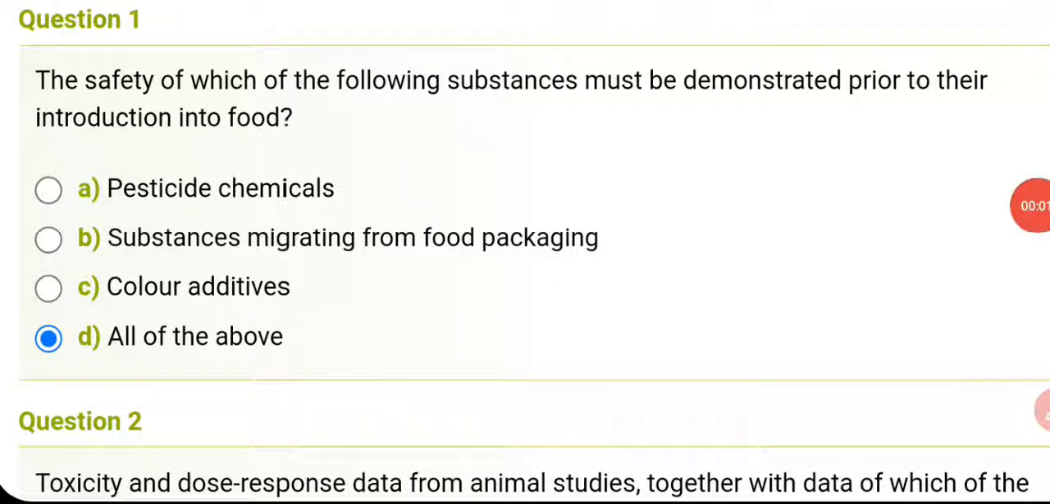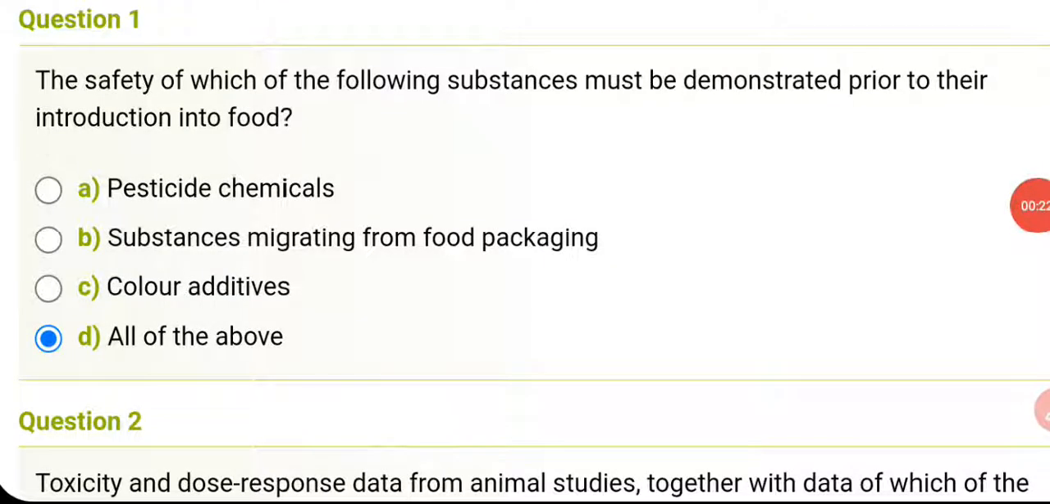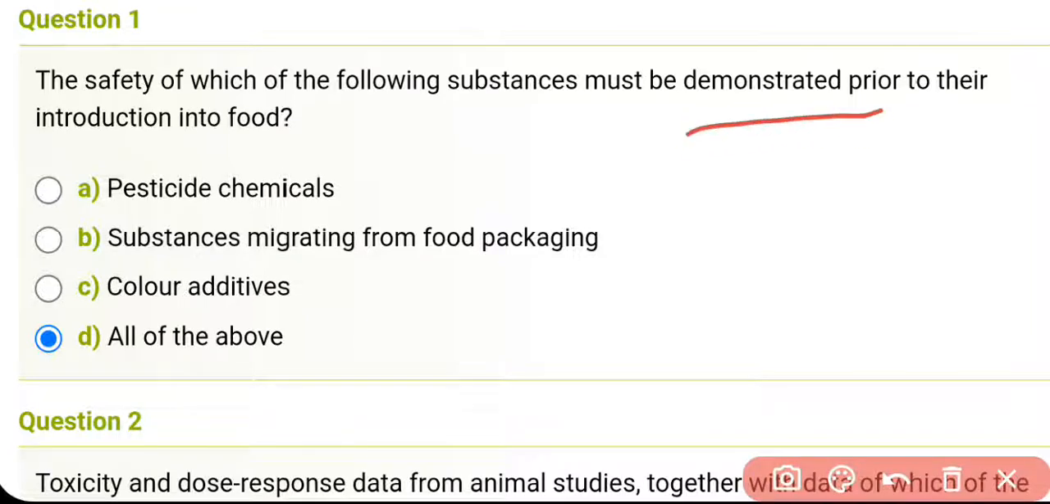So, risk analysis. We will discuss some important questions related to risk analysis in food safety management systems and some other food safety related questions which are important for various exams related to food safety officers and others. Question 1. The safety of which of the following substances must be demonstrated prior to their introduction into food?